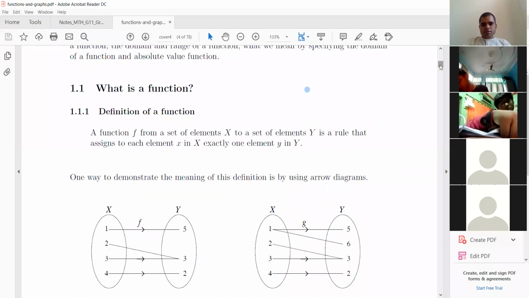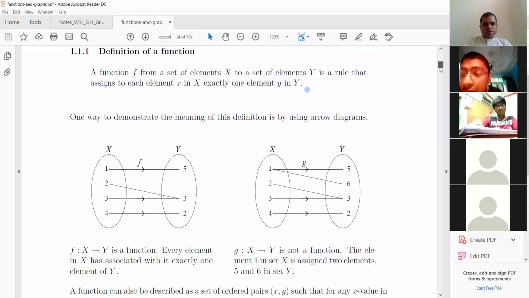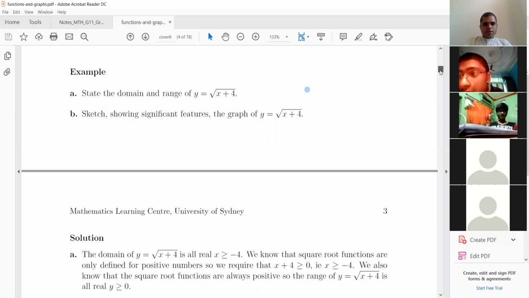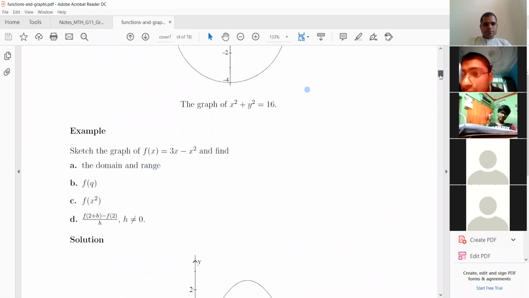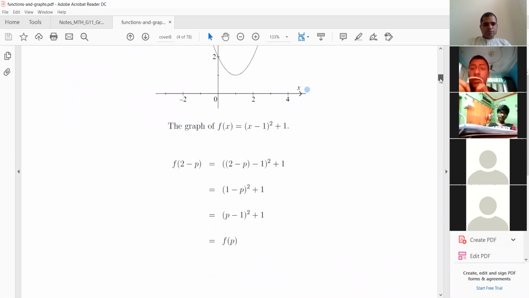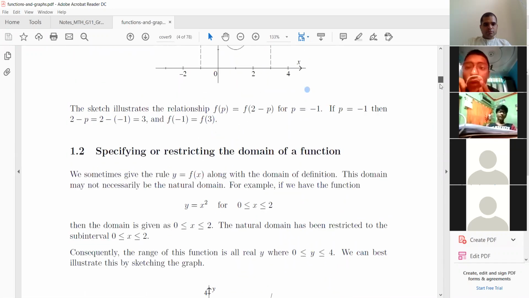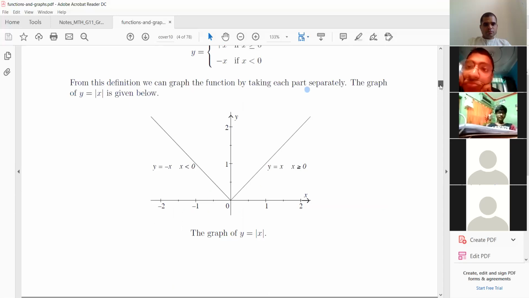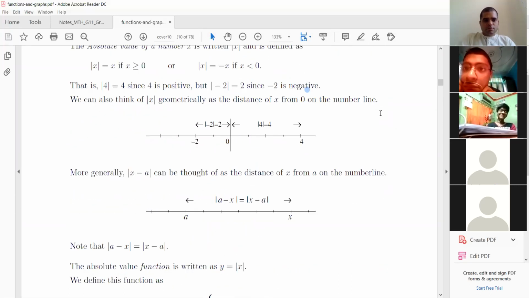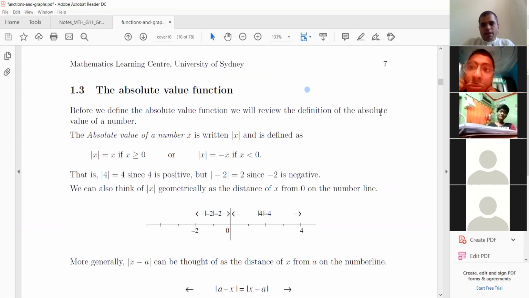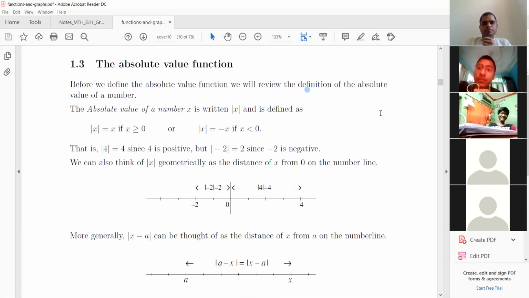Can you see the new PDF? Yes. So we'll come to the modulus function. This is also called the absolute value function.